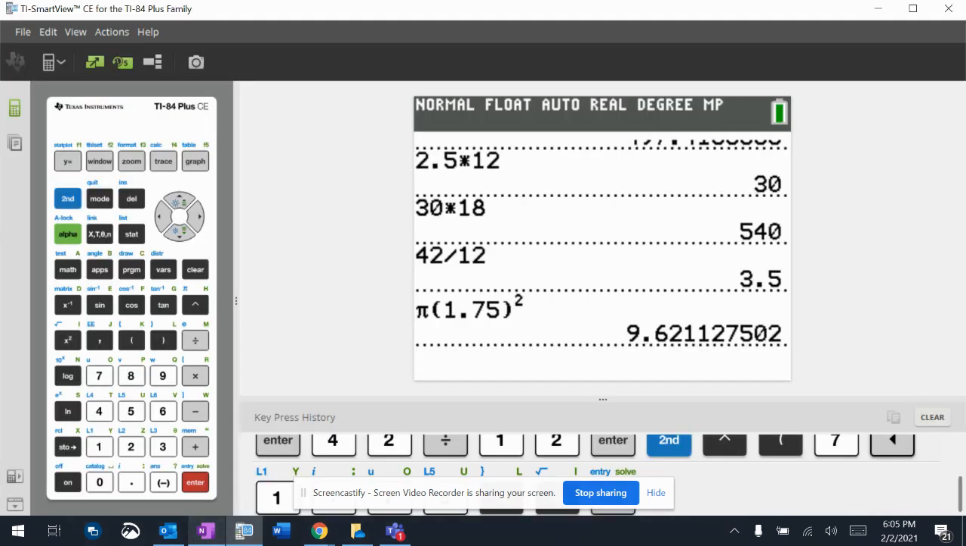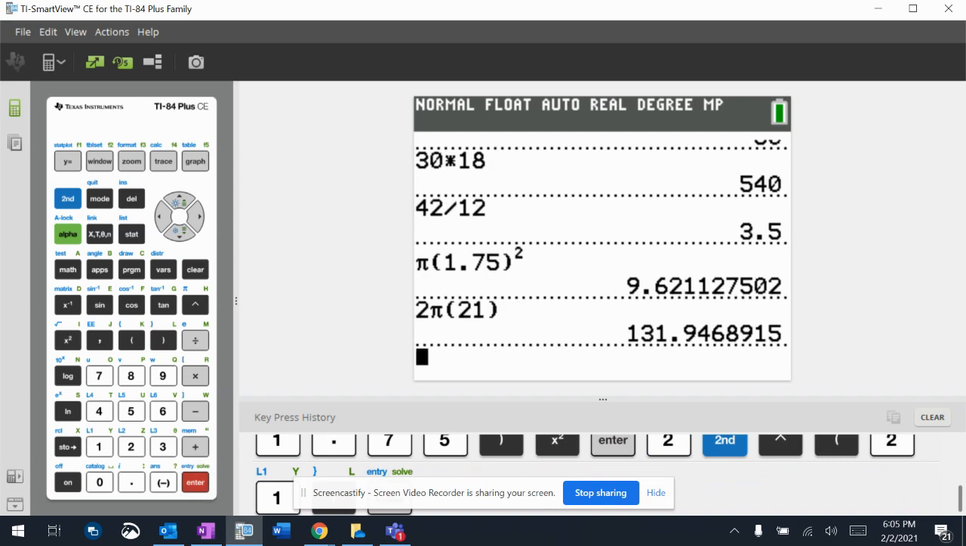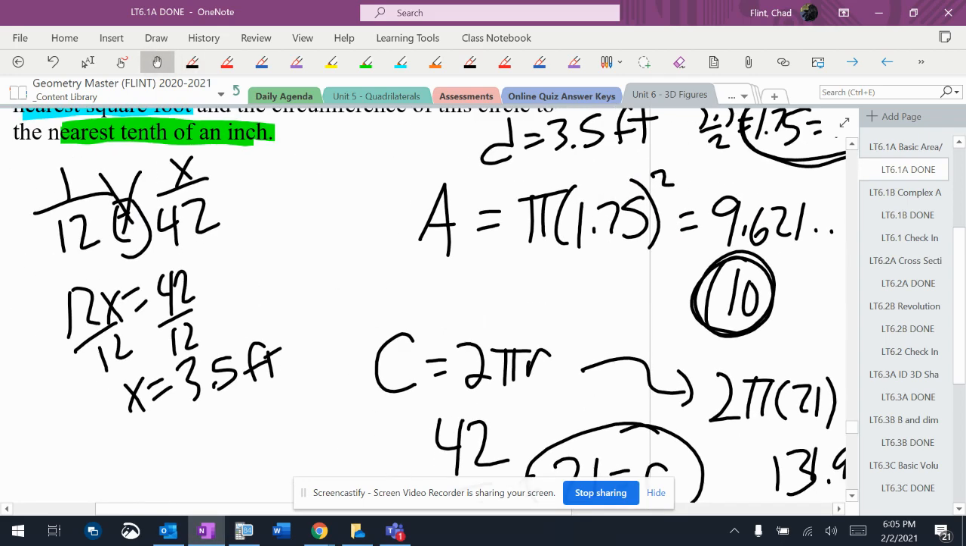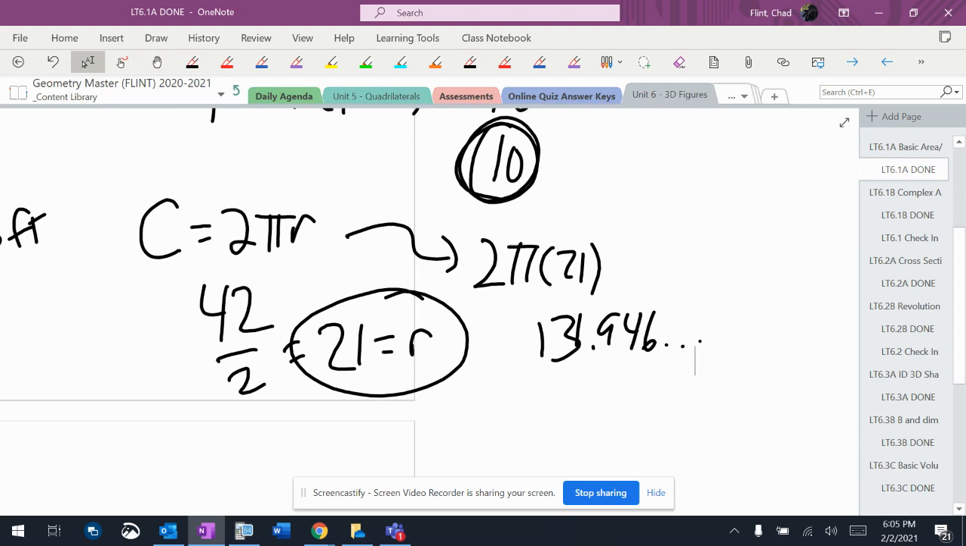That all needs to go in the calculator. 2 times pi times 21 gives me 131.946. And this says nearest tenth of an inch. So 131.9 is the circumference.